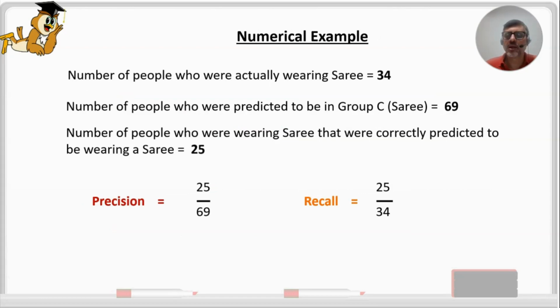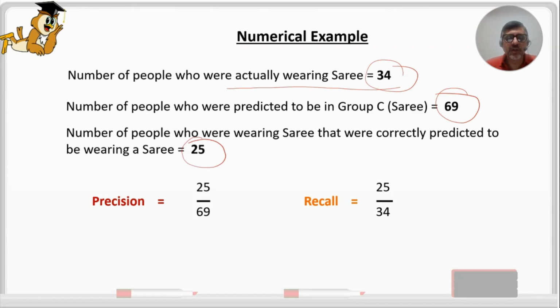Now I know you can plug in numbers into a formula and get answers, but there is a reason why I'm giving this numerical example. So let's say the number of people who are actually wearing a sari is 34. Okay. Number of people who our classifier predicted would be in group C is 69, and the number of people who are wearing a sari and who are correctly predicted to be wearing a sari is 25.